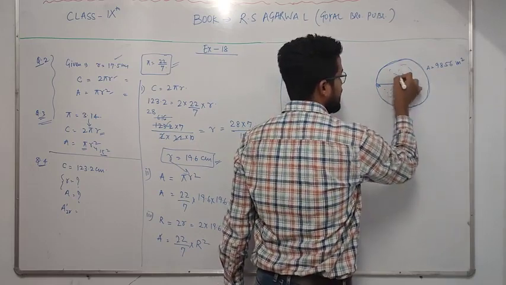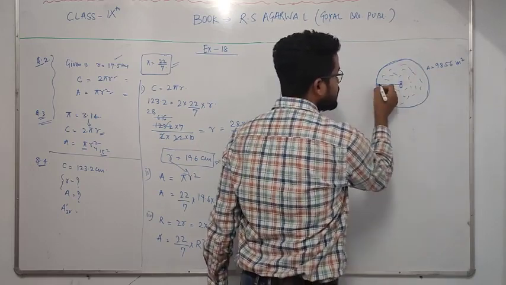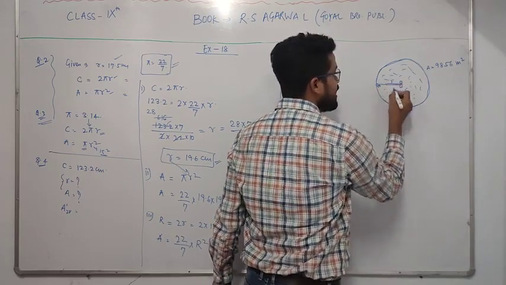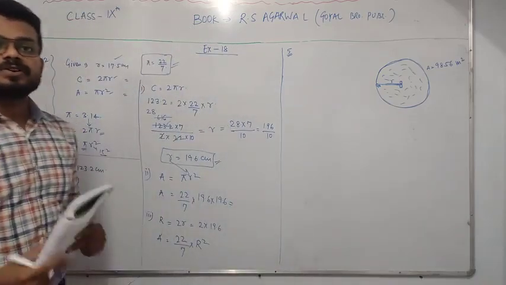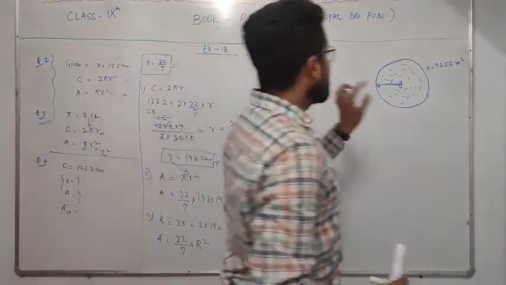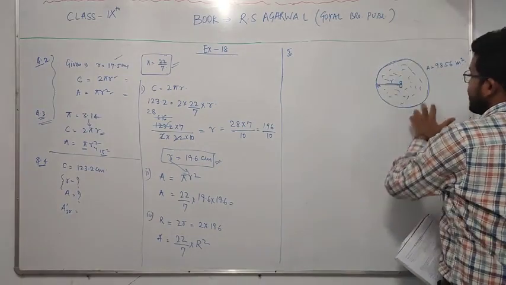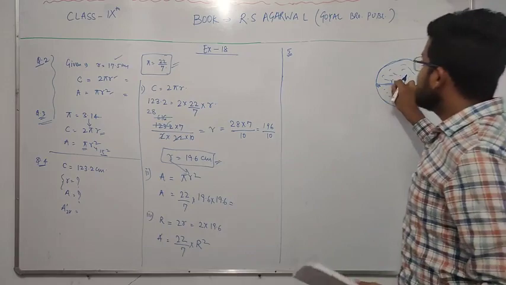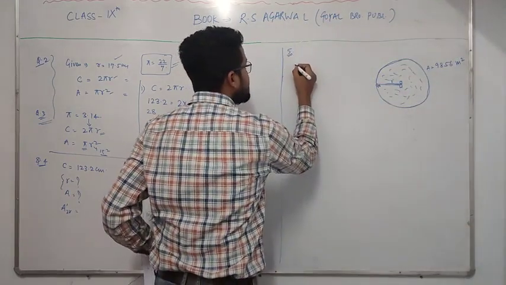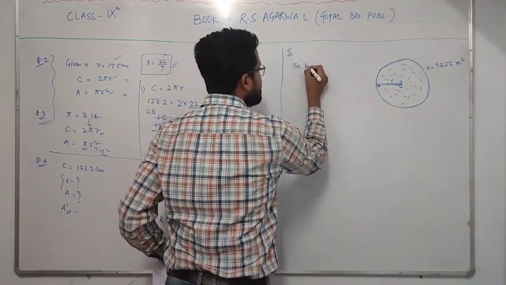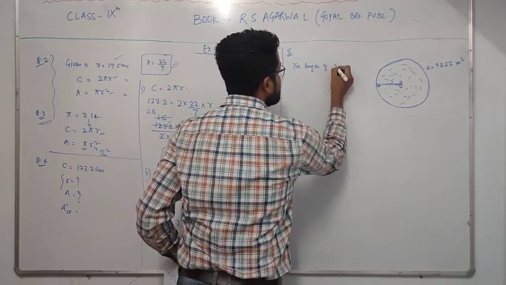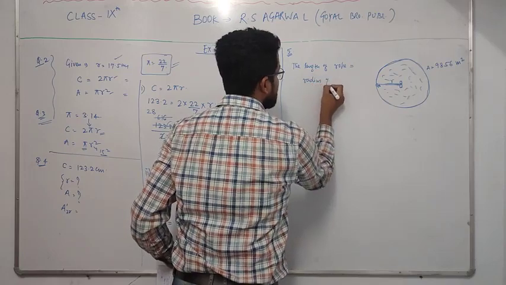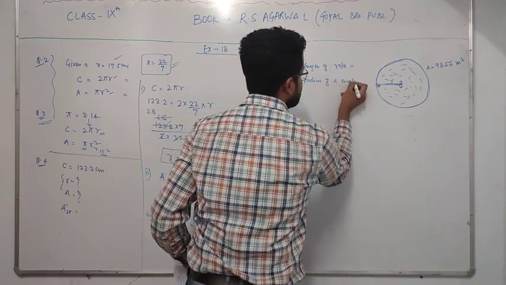Okay, graze this much of area. So this is the length of rope, and this is the radius of a circle. Because of this length of rope, it makes a circle. So this is the radius. So I write here the length of rope is equal to the radius of a circle.